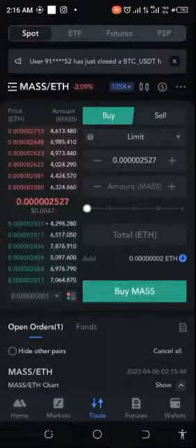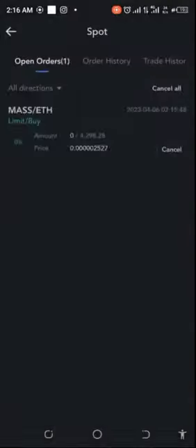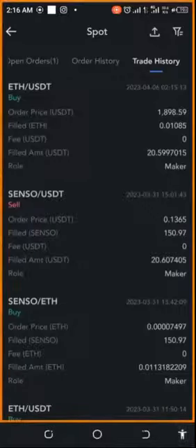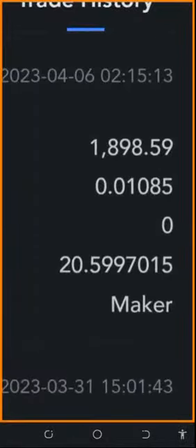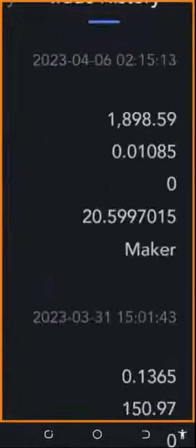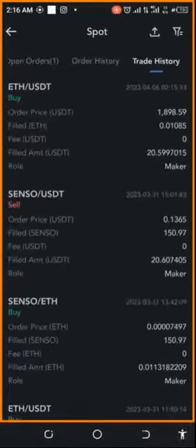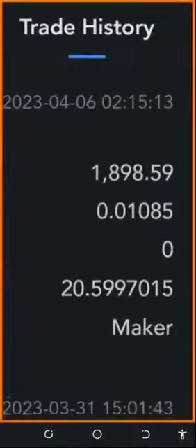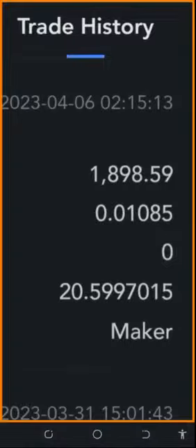So let's go to the trade history and see how much we bought ETH for. And that's what we're going to use to go ahead with this. So we bought ETH at 1898. Am I sure? Oh, we bought it at what? At what level was it? Oh, sorry. The order price. Oh, yeah. The order price was 1898.54.